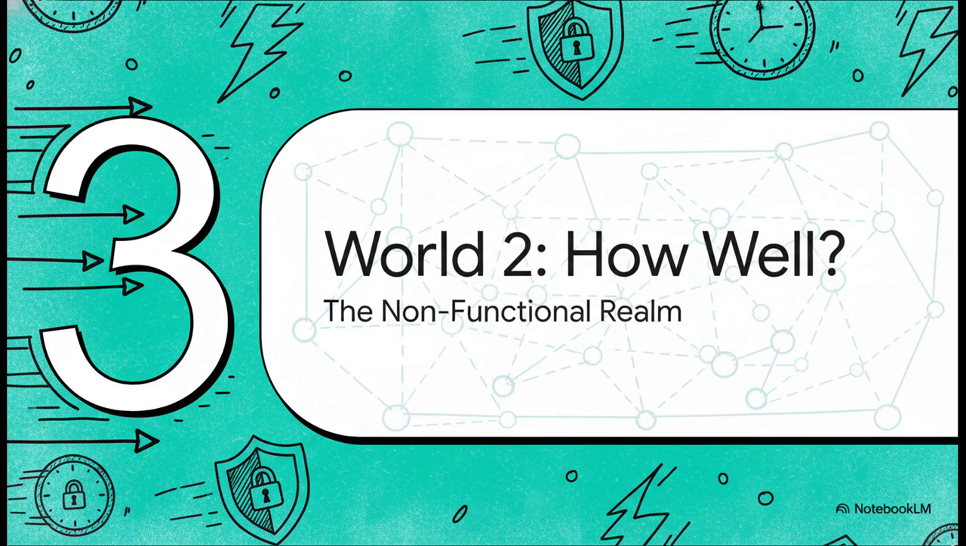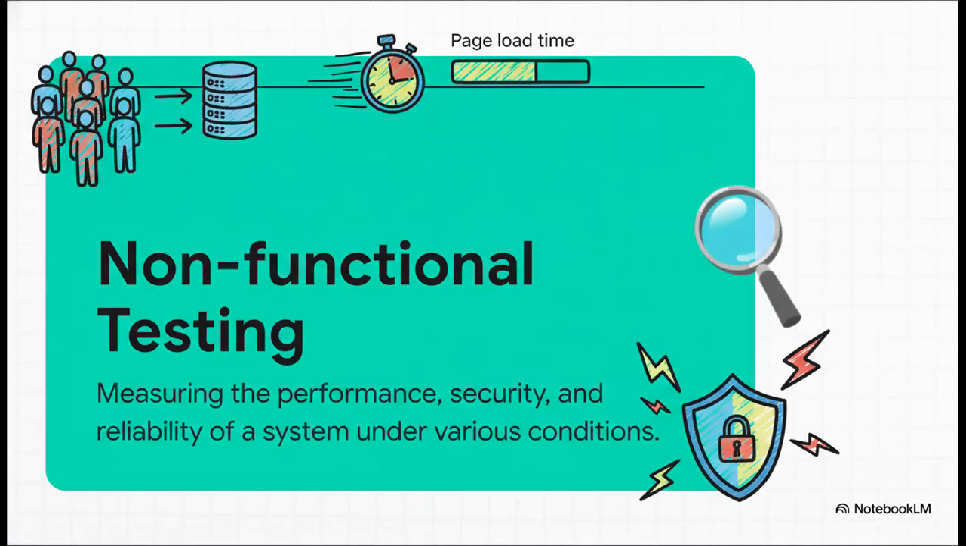All right, so now let's switch gears and move into our second world. This world isn't about whether a feature works, but about the experience of using it. We're talking about speed, reliability, security. It's all about how well the software performs, especially when it's under pressure. And this is the domain of non-functional testing. Think of it this way. It's not checking a feature, it's checking an attribute. Questions like, how many people can log in at the same time? How fast does the page actually load? Is our system safe from hackers?